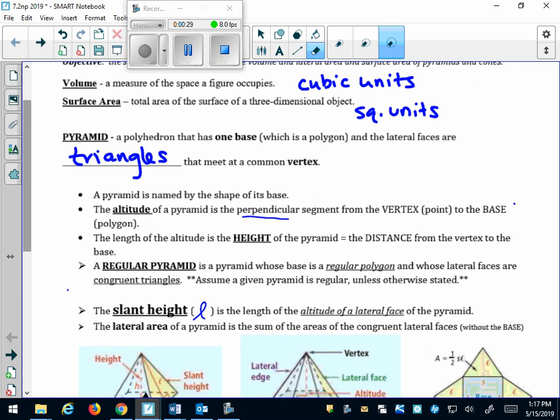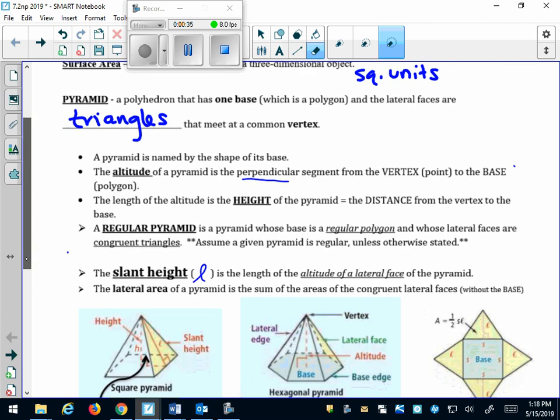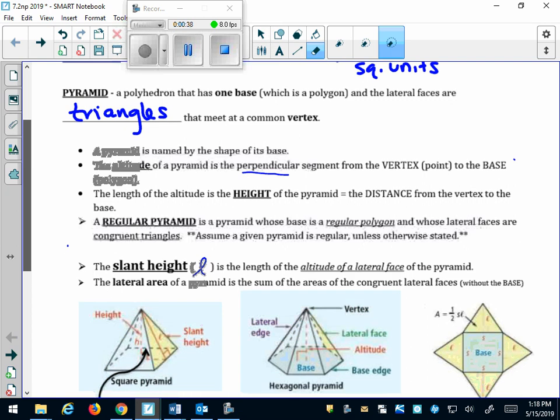Okay, a pyramid, which we've been looking at, is a polyhedron that has one base, and then all of the lateral faces are triangles. So if you look down here at this diagram, you can see each lateral face is a triangle.